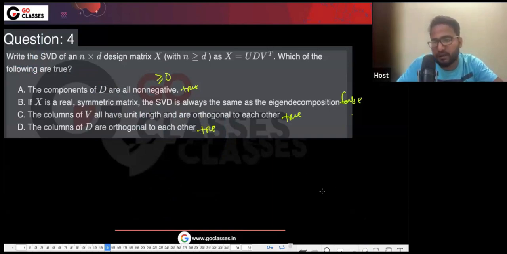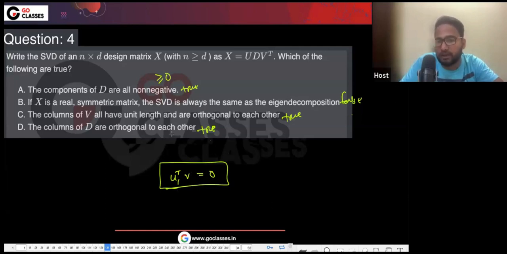Ajay is asking, sir, if D has two zero columns, can we say they're orthogonal? Yeah, by definition of orthogonality, u_i transpose times v_j, the dot product, should be zero. This is the mathematical definition of orthogonality. In the case you are describing, the zero column is a special column, but it satisfies this orthogonality. So as per the definition, you can say it.